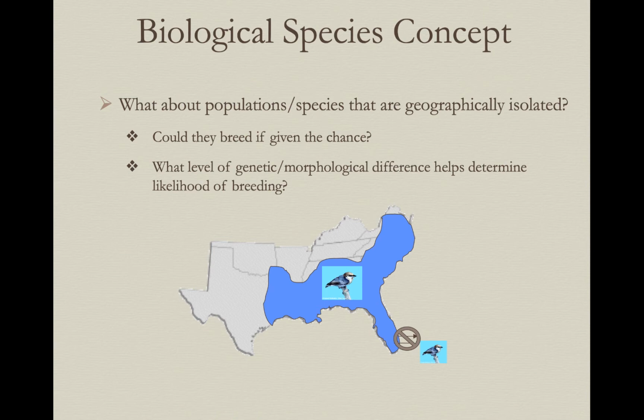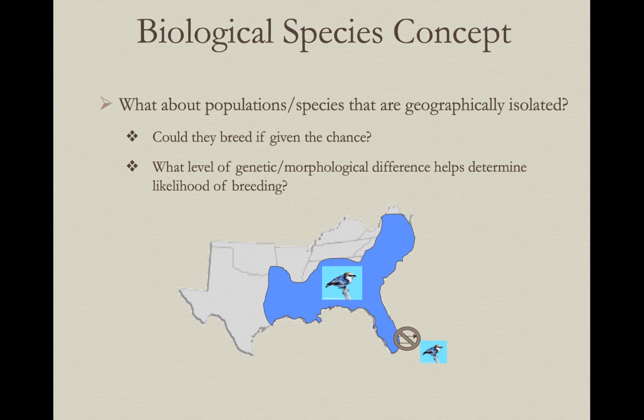Well, to test it under the biological species concept, you'd have to see if they could breed. But if they never run across each other because this population was just founded by a few individuals a long time ago and there's not normal gene flow, you just really can't test that. So then we're just left with quantifying the genetic or morphological or behavioral differences to determine or to kind of guess at the likelihood of breeding.